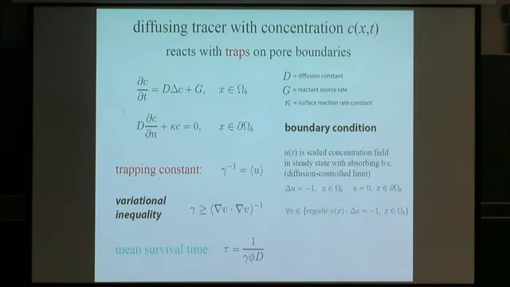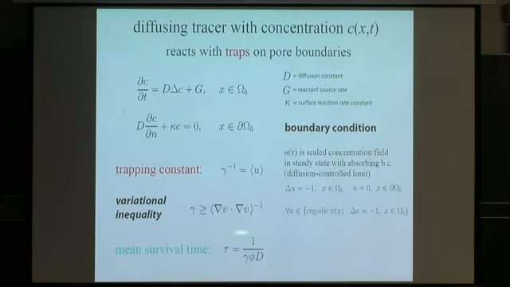And so to set this up, just to give you a flavor of what's involved, you have a diffusing tracer with concentration C of x,t reacting with traps on the pore boundaries. And so this is the basic equation. There's the reactant source rate, the diffusion constant, and so on. And then you have boundary conditions, where kappa there is the surface reaction rate. And then you can define a scaled concentration field, which in steady state satisfies absorbing boundary conditions, satisfies this Poisson equation, and then the average of that is this so-called trapping constant.